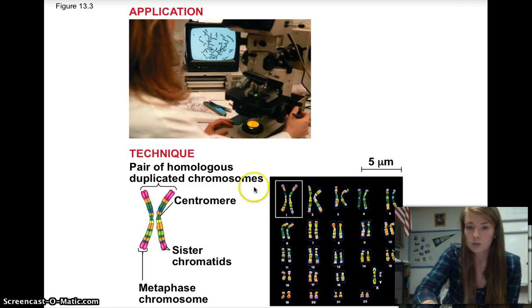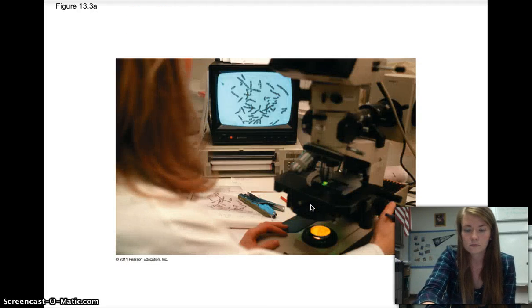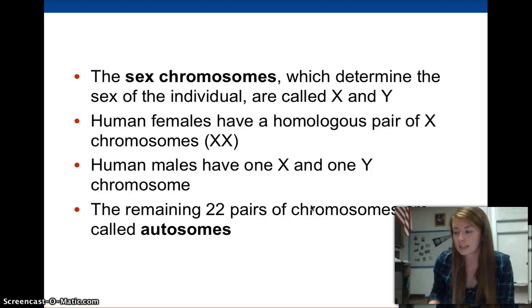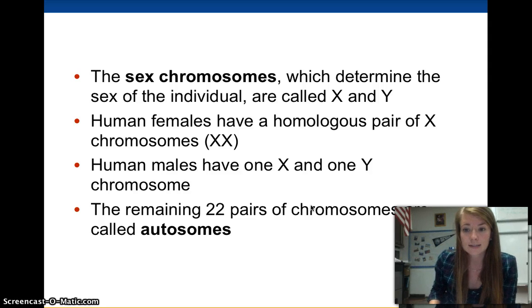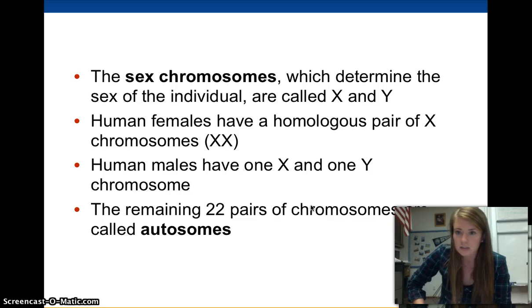So you got 2 of chromosome 1, 1 from mom, 1 from dad, 2 of chromosome 2, 1 from mom, 1 from dad, etc., etc. Except for one specific example, which is the sex chromosomes. So those are chromosomes X and chromosome Y. If you are female, you are XX. You have 2 copies of chromosome X. So you actually do have a homologous pair there, but if you are male, you have 1 X and 1 Y. So there's not a homologous pair because they're actually different.